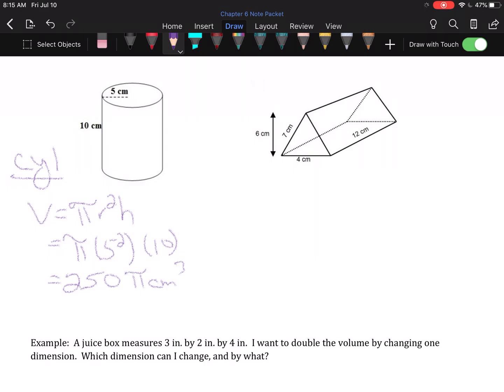Anytime a circle is involved, you should probably plan on giving me 2 answers, like we did in section 4. One with pi, what's written there already, and one where we multiply that. So we do want to do 250 times 3.14, and that's 785 centimeters cubed.